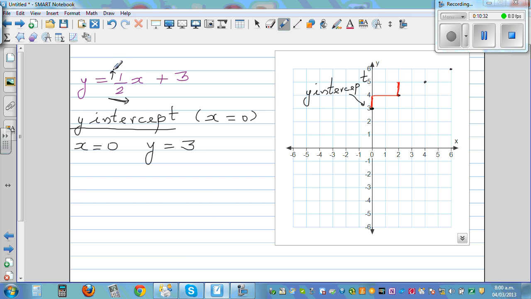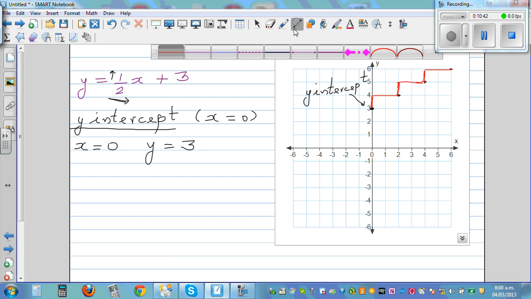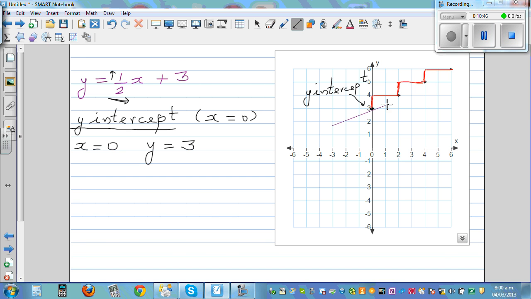The top number tells you whether you're going up or down. So this is one up and two across. This is so easy. This is one up and two across. And then if you join the points, it'll be a straight line. Can you see the steepness, or the slope, has reduced? The number with x tells you the steepness, or the slope, of the graph.